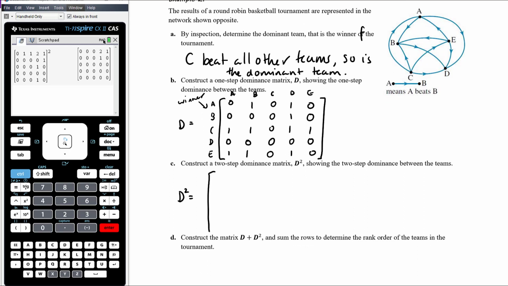part B. So I'm going to enter in my dominance matrix. It is 5 by 5. Okay, 0, 1, 0, 1, 0, 0, 0, 0, oops, sorry, that's a 1, 0, C beat everyone except themselves, 1, 1, 0, 1, 1, D didn't beat anyone, so we would clearly expect them to be the least dominant, and E.